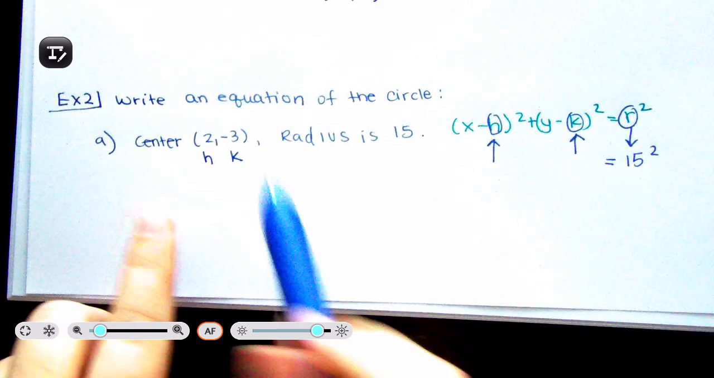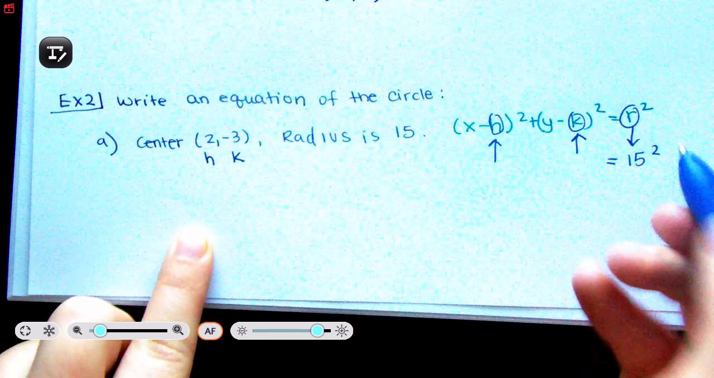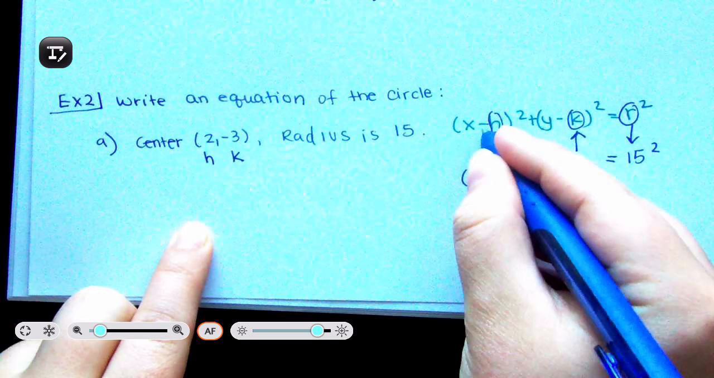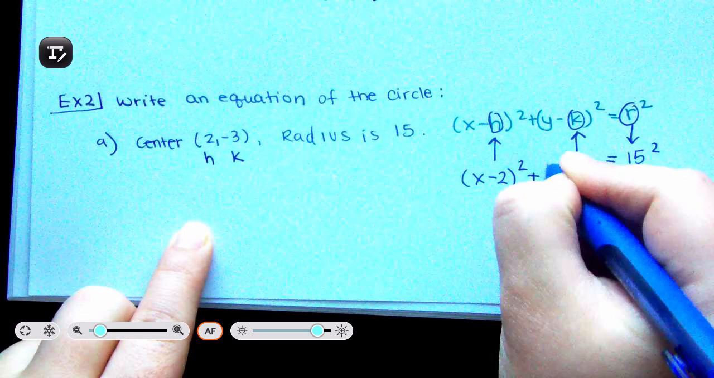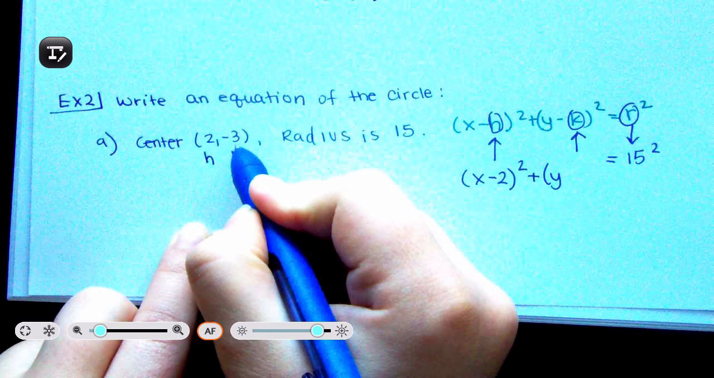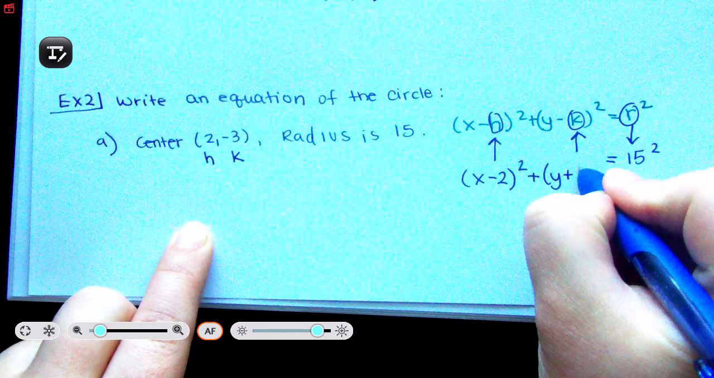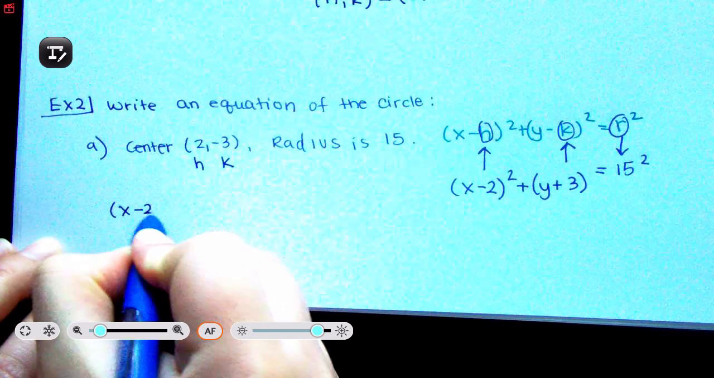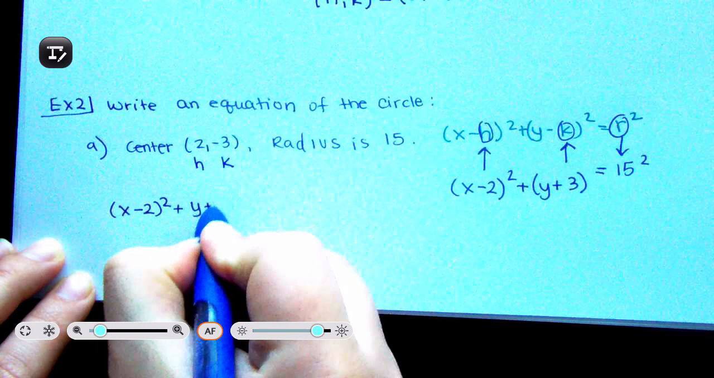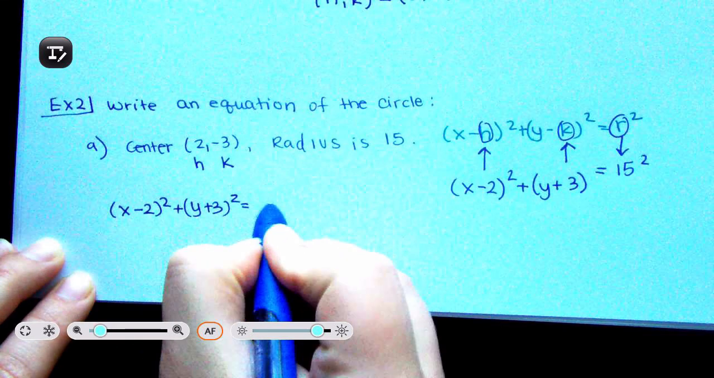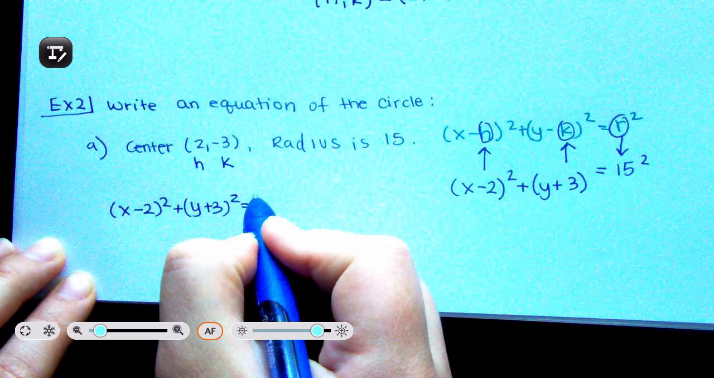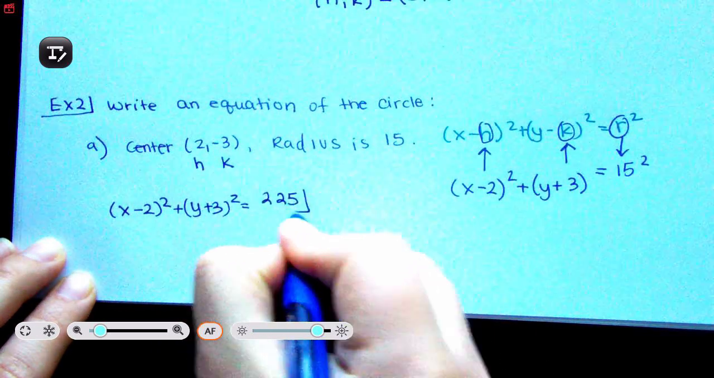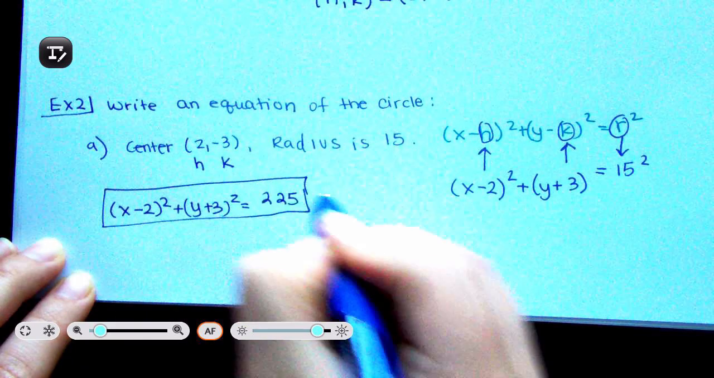So since our h is 2, we're going to write here negative 2, but h is really 2 because we already have that negative here, squared, plus y. K is negative 3, so we're writing the opposite, which is plus 3. And that kind of didn't line up, so I'm going to rewrite it again. X minus 2 squared plus y plus 3 squared is equal to 15 squared. And 15 squared is 225. And that is your equation.